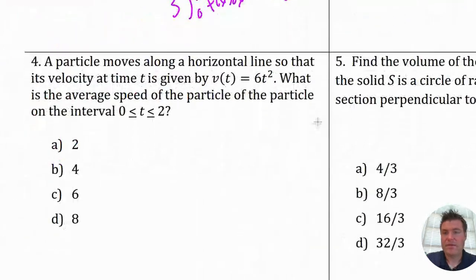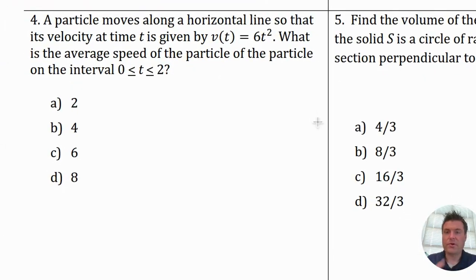Okay. All right, let's go on here to number 4. We get a little bit of particle motion. Particle moves along a horizontal line so that the velocity at time t is given by, we have our velocity function right here. What is the average speed of the particle on the interval from 0 to 2?